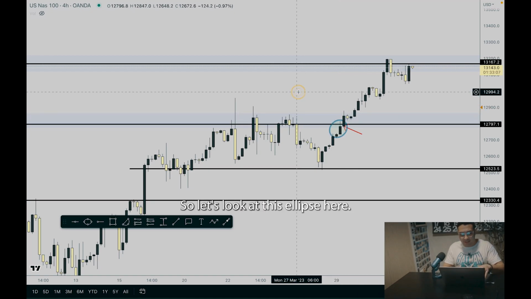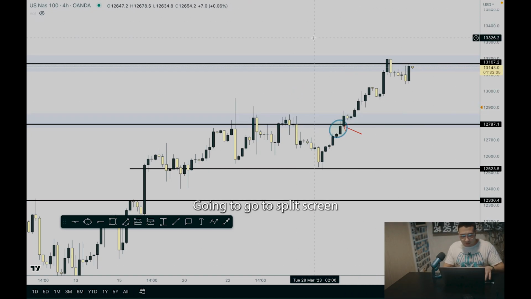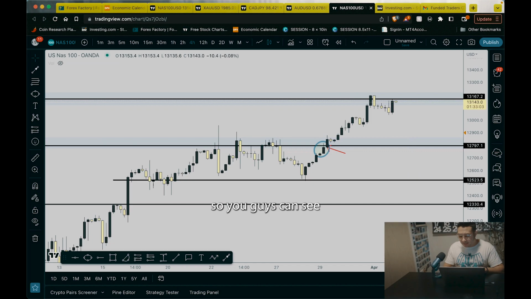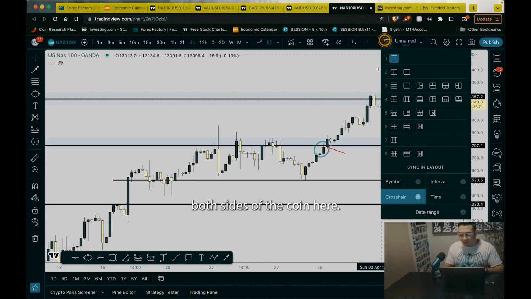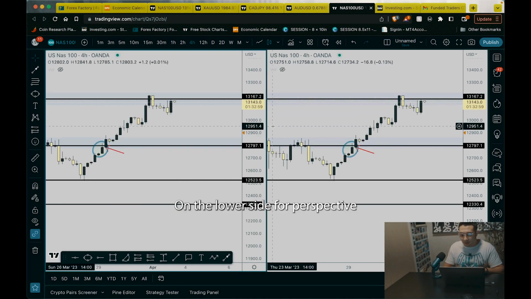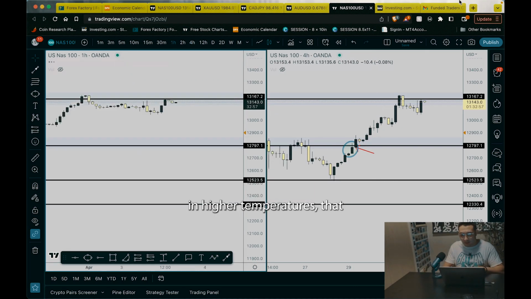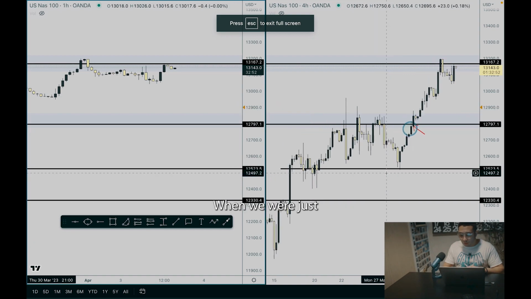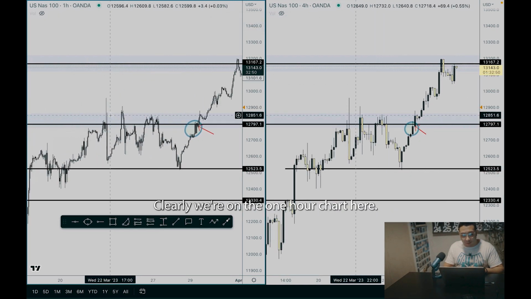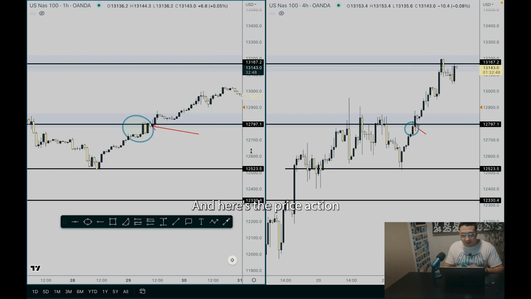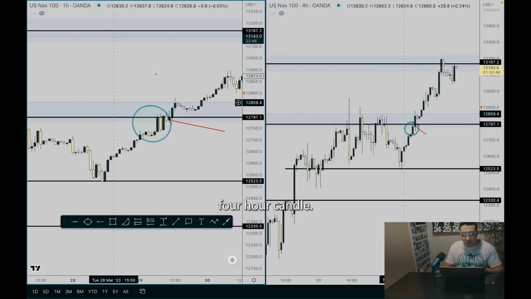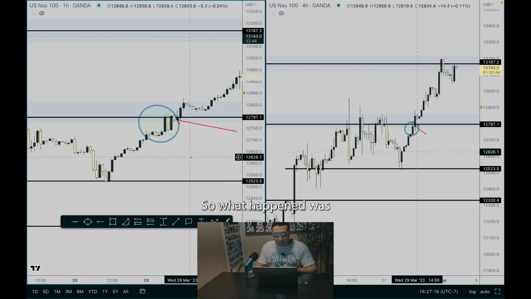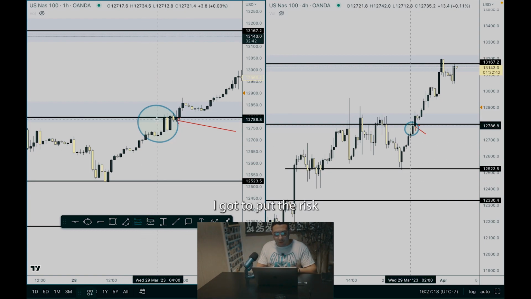All right, so let's look at this ellipse here. I'm going to go to split screen so you guys can see both sides of the coin here from a lower time frame perspective and a higher time frame perspective. So let's zoom back in. On the right is the 4-hour chart, where you can see the ellipse clearly. We're on the 1-hour chart here, and here's the price action we're looking at in that 4-hour candle. So what happened was, I'm going to put the risk reward tool on here.